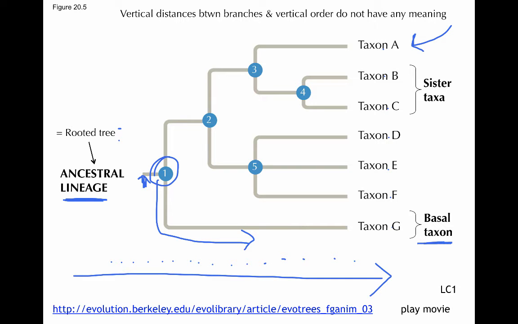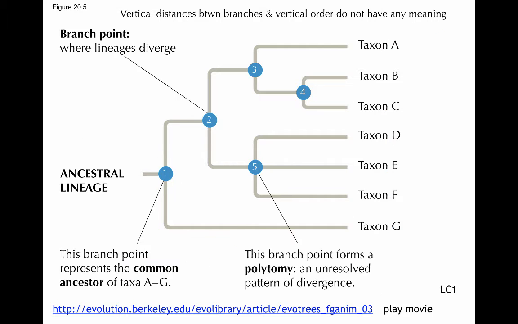So that's the basal. Sister taxa are ones that share a common ancestor. So ancestor number 4, that makes B and C sister taxa. There are other features of the tree that you need to know. I mentioned branch points already. Branch points represent last common ancestors. So the last common ancestor here, there, here, and here.